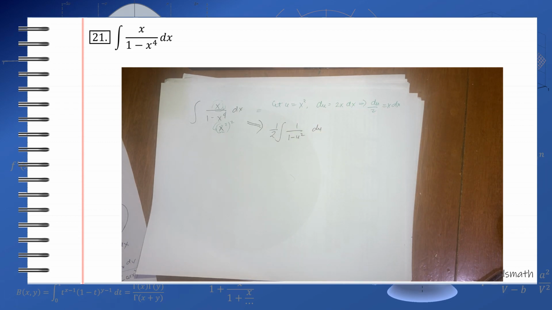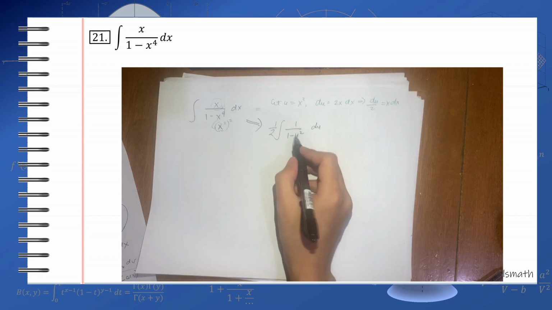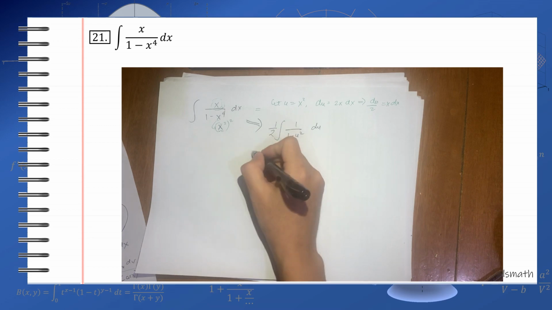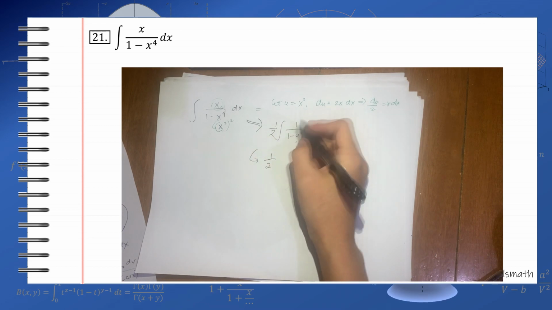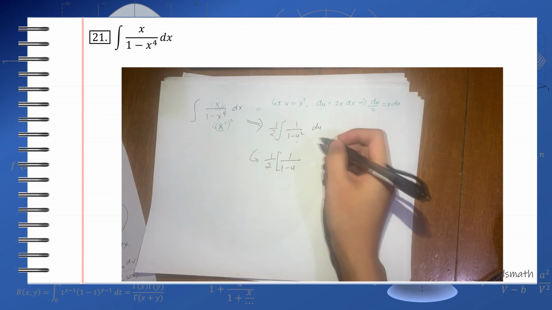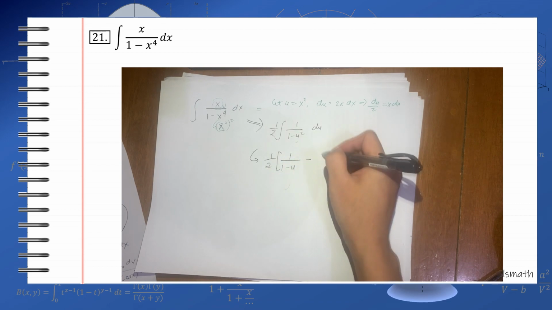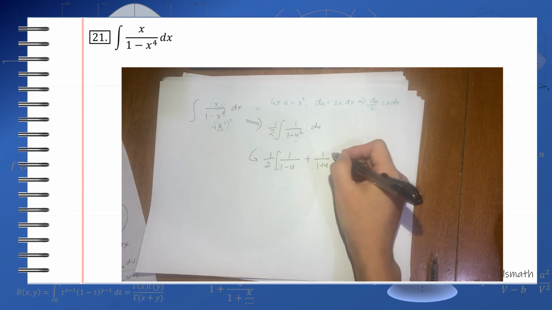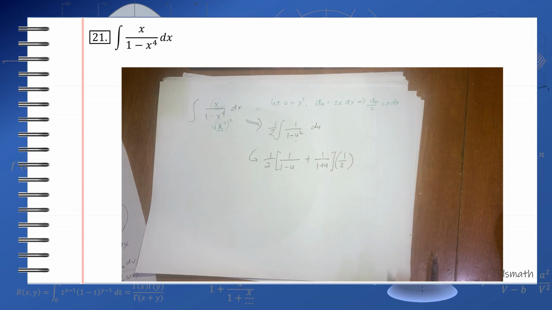Ho ho ho. And then this one can be expressed in partial fractions. We can decompose this in partial fractions. I leave that up to you because I already know how to do it quick. That's 1 over 1 minus u minus 1 over 1 plus u. Sorry, this will be plus. Then times 1/2.